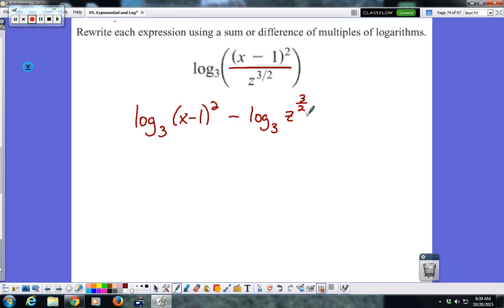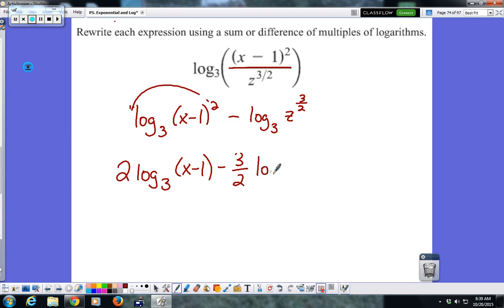Next up, you have log of stuff to a power. Powers can be moved down front. So that's 2 times log base 3 of x minus 1. Same thing here, you have log base 3 of stuff to a power. That power can also be moved down front. Minus 3 halves log base 3 of z.